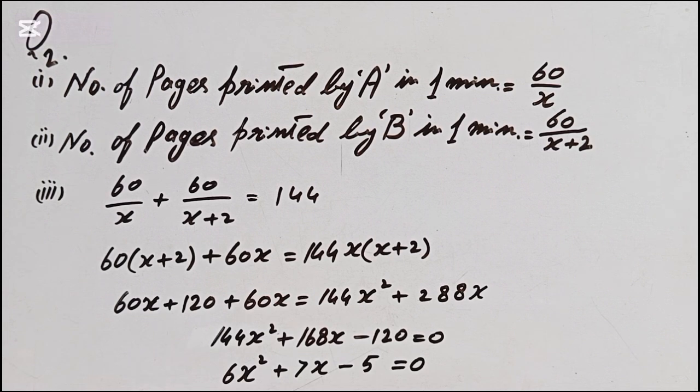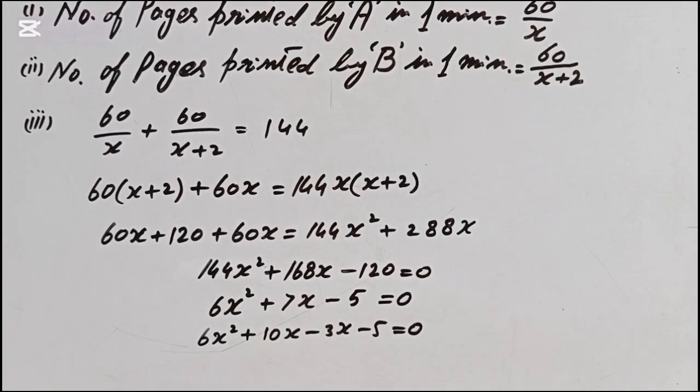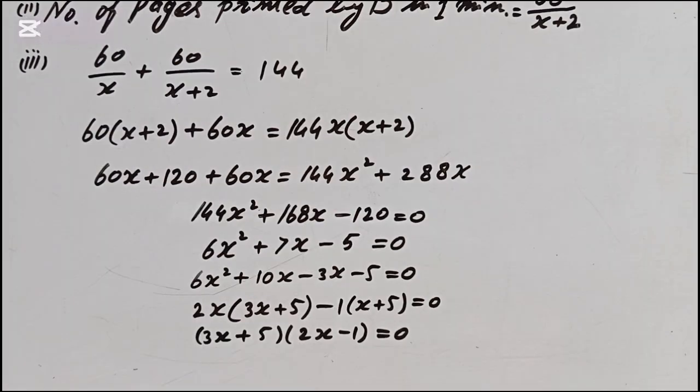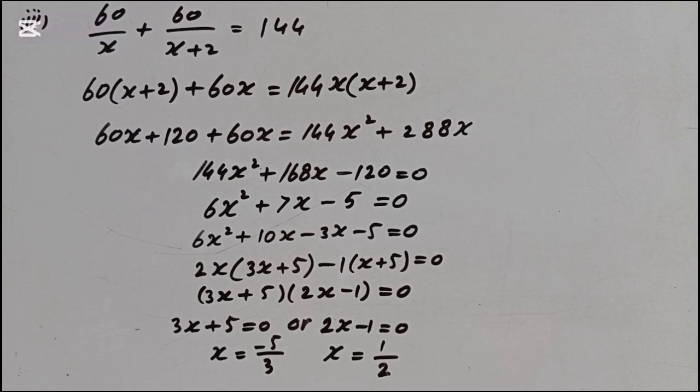In the next part, we are supposed to solve it with the help of mid-term split. In the first pair comes common 2x, then 2x multiplied by 3x plus 5, and in the second pair there is nothing common but minus 1. So 3x plus 5 into 2x minus 1 equal to 0. Either 3x plus 5 equal to 0 or 2x minus 1 equal to 0. So x equal to minus 5 by 3 or 1 by 2. We were supposed to solve this equation in the fourth part.